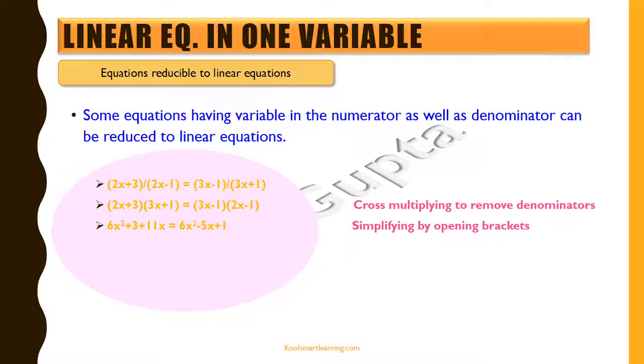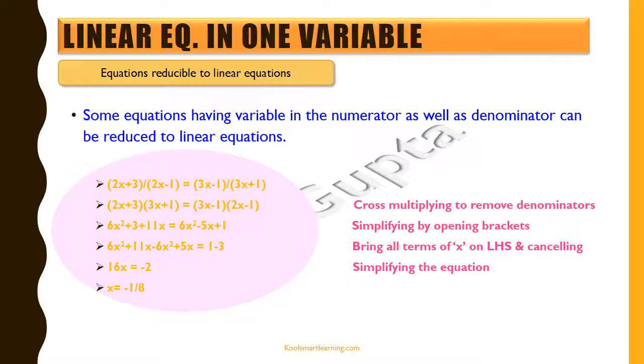Neither the first step nor the one that we've gotten now looks like a linear equation. But of course, when we simplify it further, bringing all the terms of the variable x on the left hand side, we get 6x squared plus 11x minus 6x squared plus 5x is equal to 1 minus 3, and the x squared terms get cancelled out and it becomes 16x is equal to minus 2, and x is equal to minus 1 by 8.